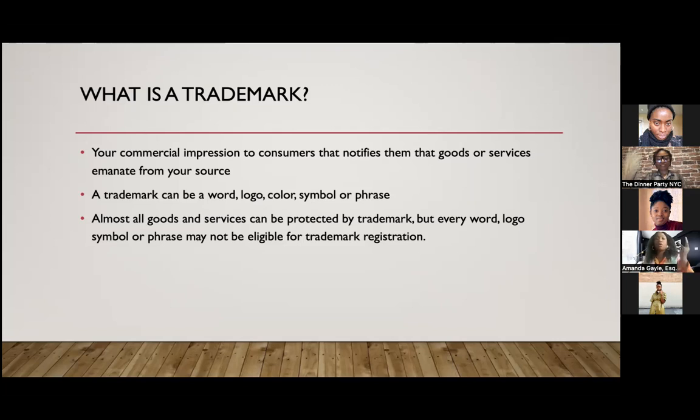So almost all goods and services can be protected by a trademark, but not every word, logo, or symbol is eligible for trademark registration. What that means is there are 45 classes of goods and services where you actually can protect your work. However, people come up with all different things that they believe are their trademarks, but there are strict guidelines to what actually can be registered.